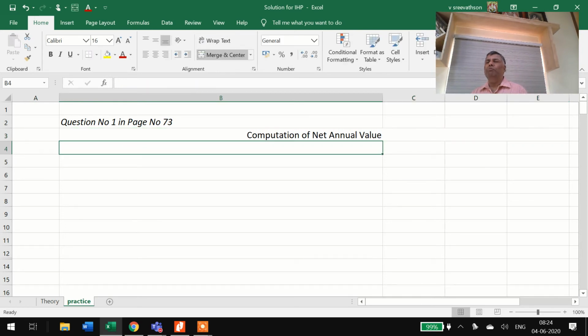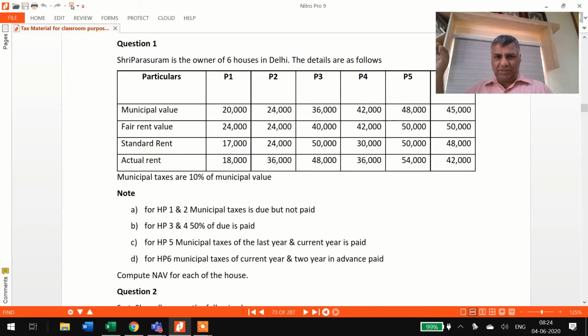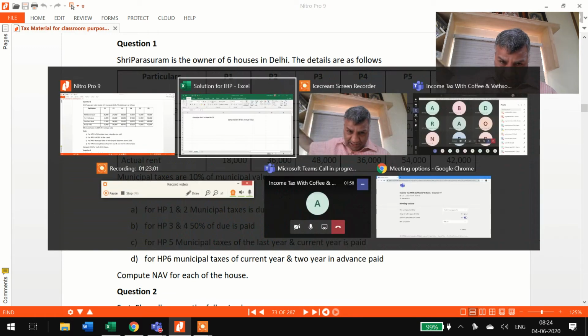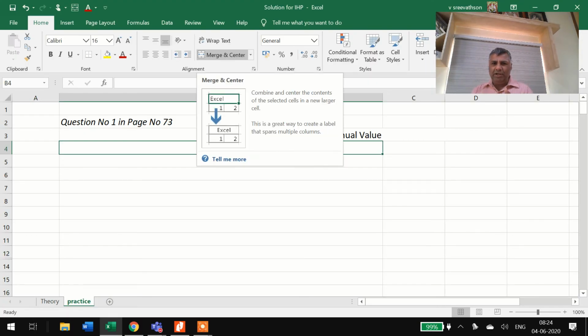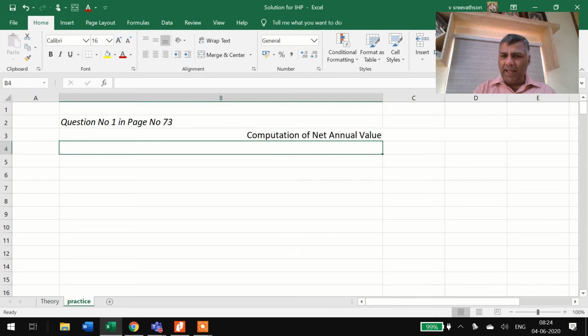Computation of net annual value. All of us in the classroom, please have particulars and houses 1 to 6, H1, H2, H3, H4, H5, H6, as columns. I will do it in Excel in 2 different parts, but you can write it in a single one. Use the margin space also. Particulars is a slightly lengthier column. Otherwise, we are only going to write numbers H1, H2, H3.